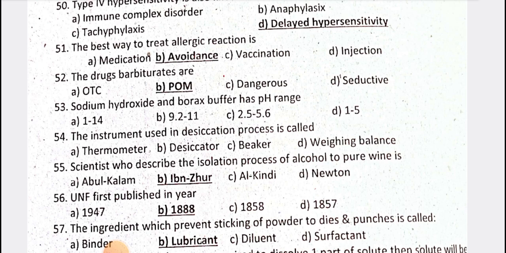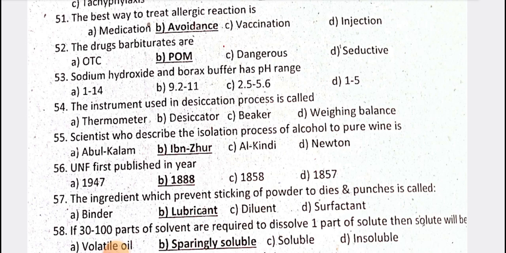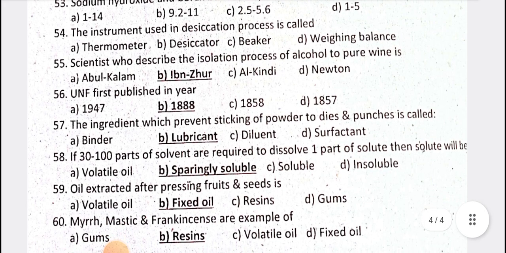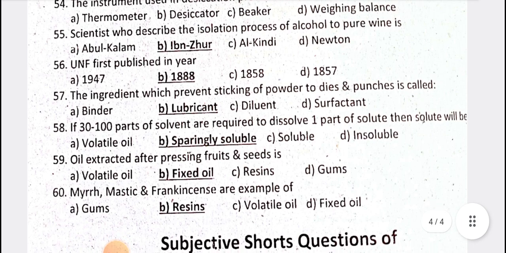The scientist who described the isolation process of alcohol to pure wine is Ibn Zuhr. USP-NF was first published in the year 1888. The ingredient which prevents sticking of powder to dies and punches is called lubricant. If 30 to 100 parts of solvent are required to dissolve one part of solute, then the solute will be sparingly soluble. Oil extracted after pressing fruit and seed is fixed oil. Myrrh and frankincense are examples of resins.